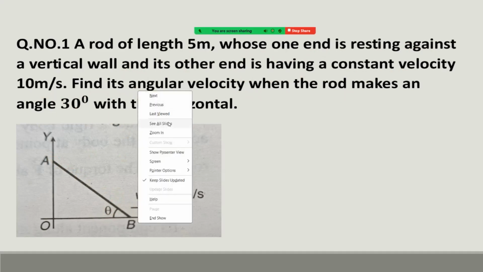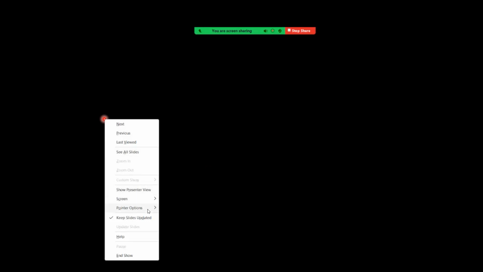Let us see how to start it. Right, first make the given diagram. Let's see the diagram given. Rod length is 5 meter.